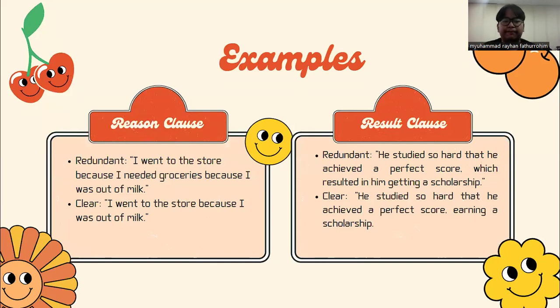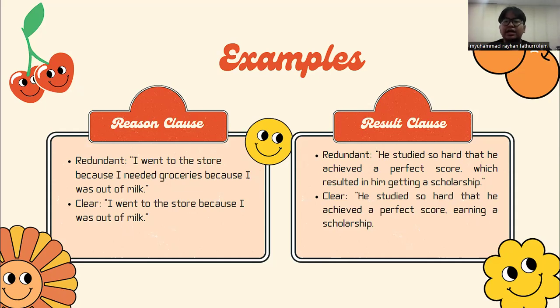Let's take the reason for a second. The redundant sentence is "I went to the store because I needed groceries because I was out of milk." And the clear one is "I went to the store because I was out of milk." Obviously, it is a general sentence. You can already see how redundant this is, so of course we can just take out the extra because. That is also one of the strategies mentioned: unnecessary phrases can be deleted.